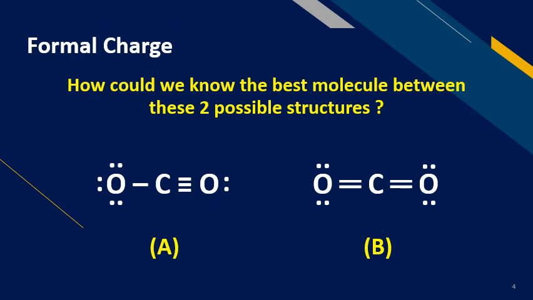How could we know the best molecule between these two possible structures? We have two possible Lewis structures of carbon dioxide, structure A and structure B.